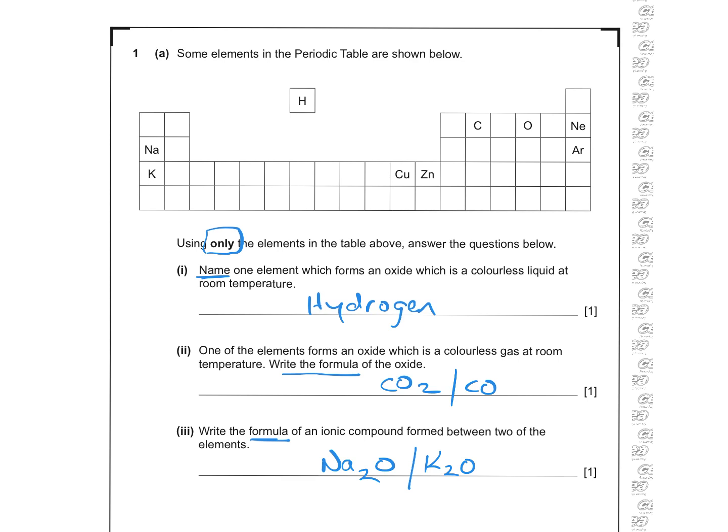And I'll do one more. I could also have had, let's say, I'll do zinc hydride this time just to do something a bit different. Zinc has a valency of 2. Hydrogen has a valency of 1. So that's the formula of zinc hydride.